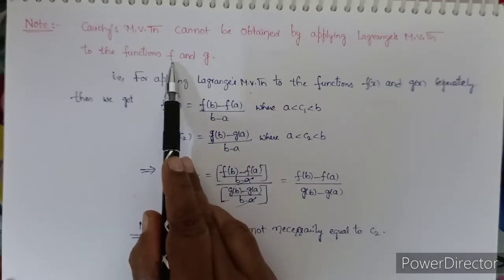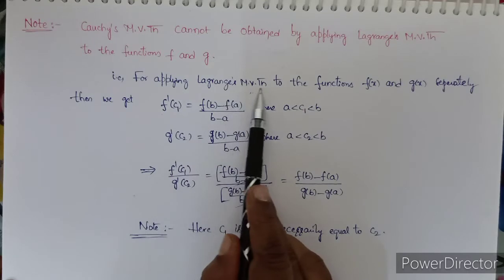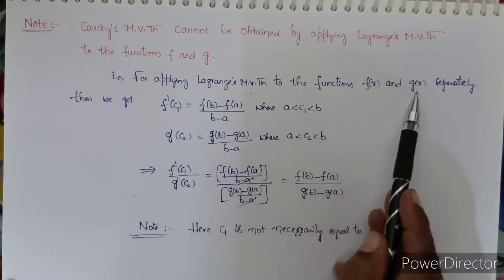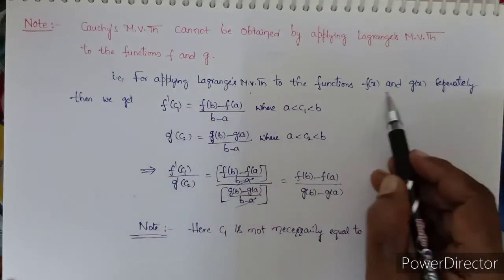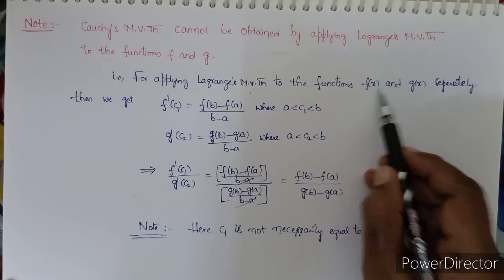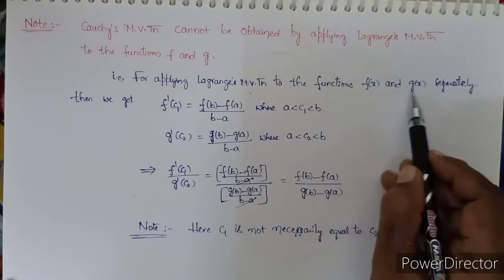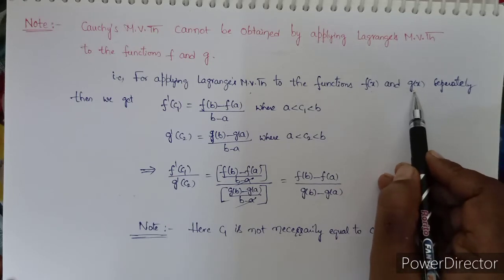Whereas second note is, Cauchy mean value theorem cannot be obtained by applying Lagrange's mean value theorem to the functions f of x and g of x separately. That is, for applying Lagrange's mean value theorem to these functions f of x and g of x separately, first we apply Lagrange's mean value theorem for the function f of x. These two functions must be continuous in the closed interval [a, b], and both differentiable in the open interval (a, b).